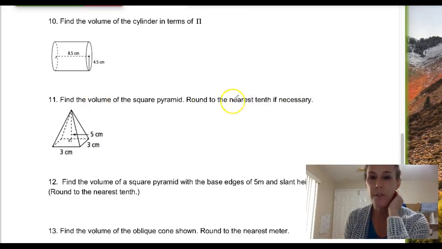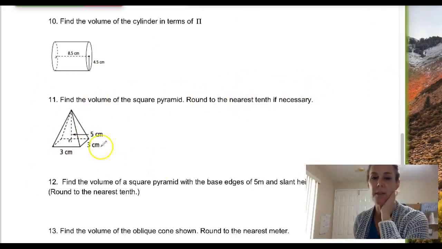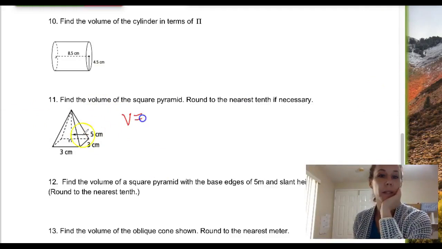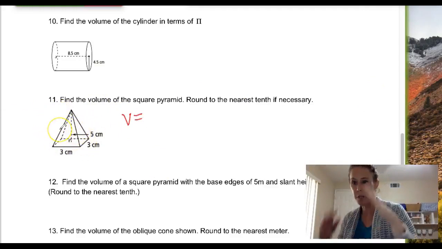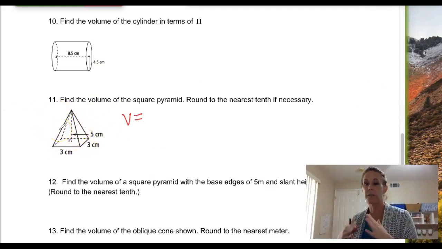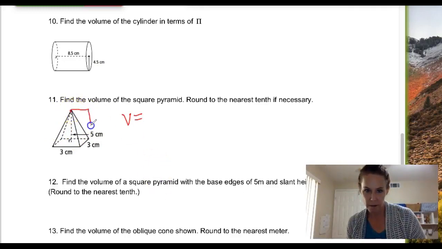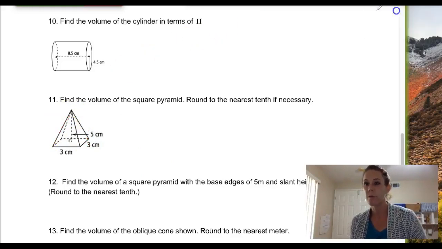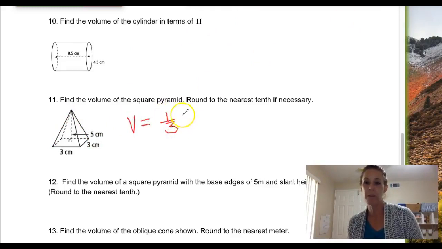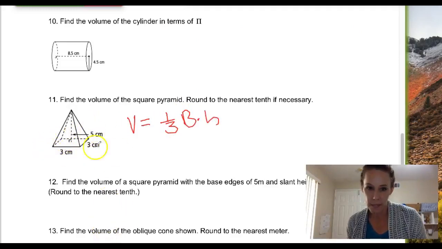Let's go number 11. Find the volume of this square pyramid, round to the nearest tenth. Volumes of pyramids. Now, pyramids are basically a third of a cone, or excuse me, of a prism. It's like I could fit another pyramid here and another one here, if you want to think of it like that. It's basically like a third of a prism. So remembering that, you can just go, all right, well, volume is going to be a third of the volume of a prism, which is the area of the base times the height. Our base is a square.